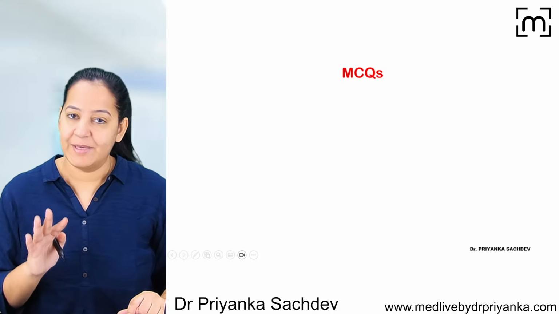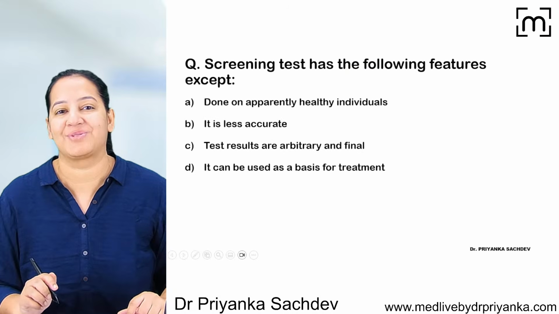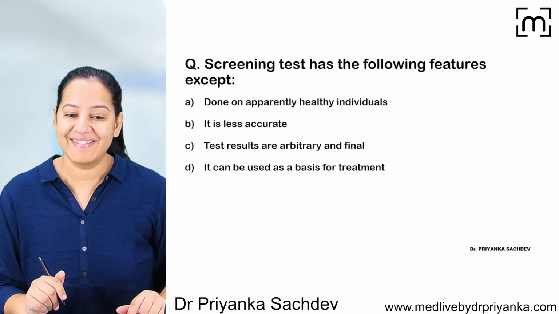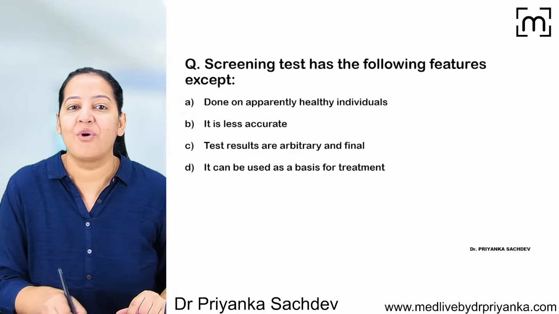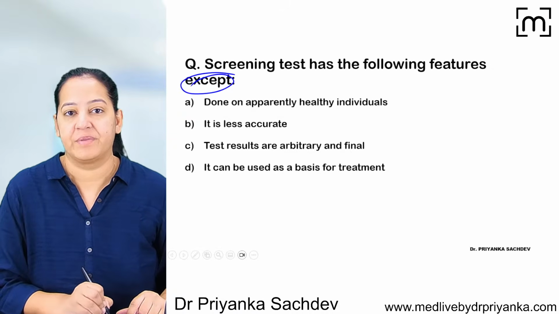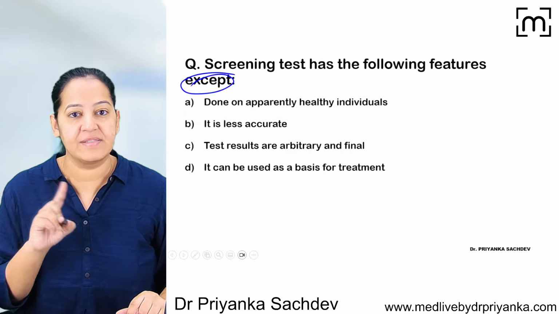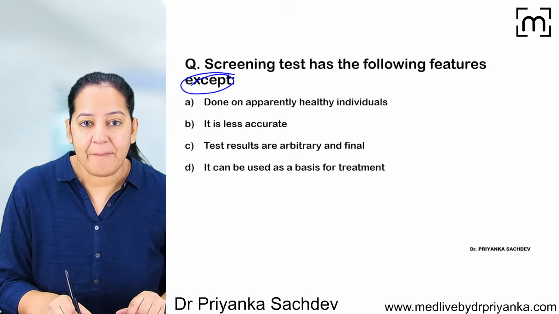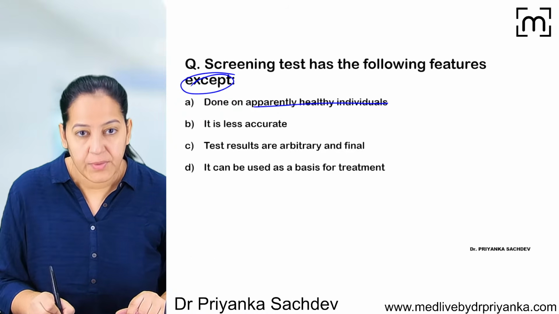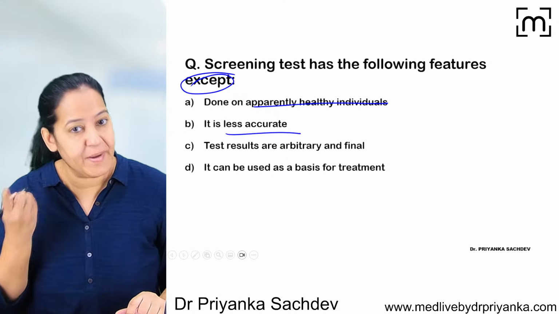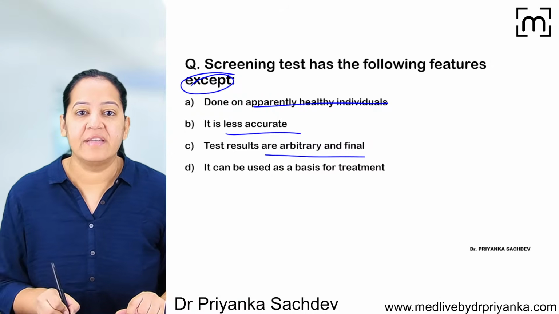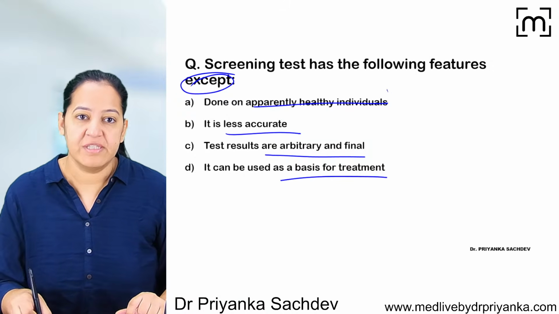Now we will do some MCQs and then we will come to the interpretation of the screening test. Read the question and can you tell me the answer? Screening test has the following features except. What is wrong for the screening test? It is done on apparently healthy individuals. It is less accurate as compared to a diagnostic test. Test results are arbitrary and final, and it can be used as a basis of treatment, which is false.